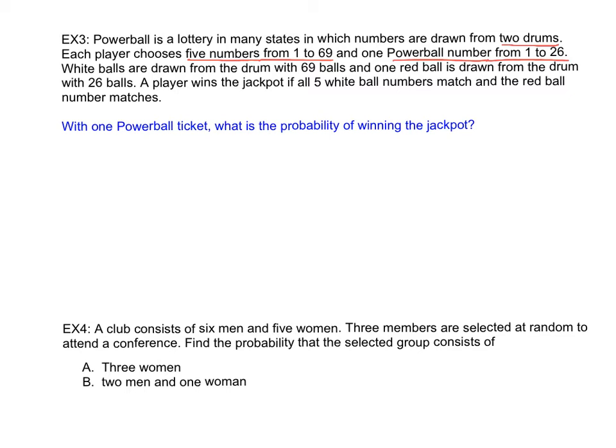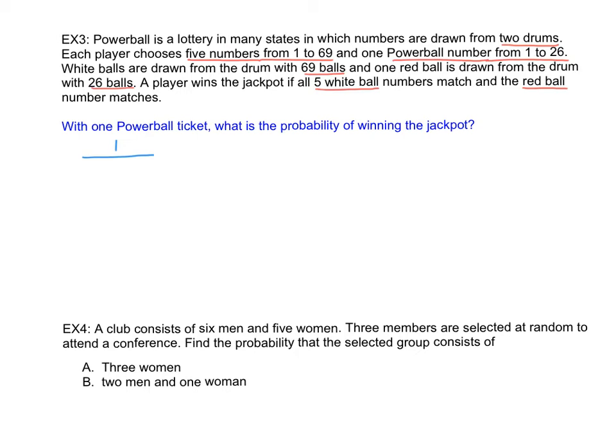However, a player wins the jackpot if all of the white balls, so the white balls would be the 69 that you choose from, match, and the red ball, which is your Powerball number chosen from the 1 to 26 numbers, matches. If all 6 match. With one Powerball ticket, what is the probability of winning the jackpot? So again, we only have 1 ticket, so there's only one way we can win that jackpot: if all 5 white balls match and the red ball matches.